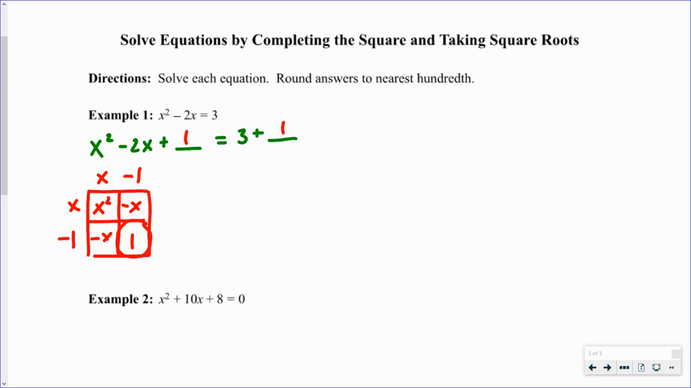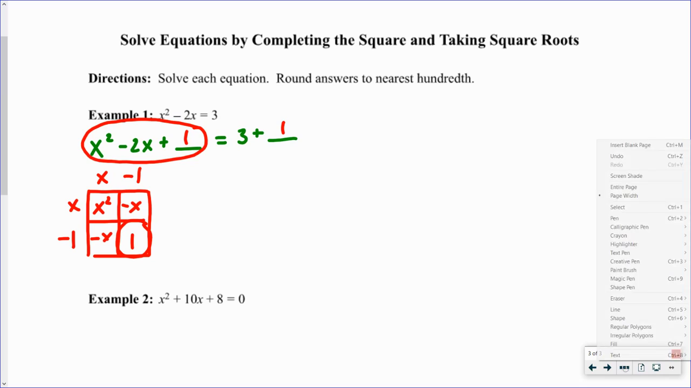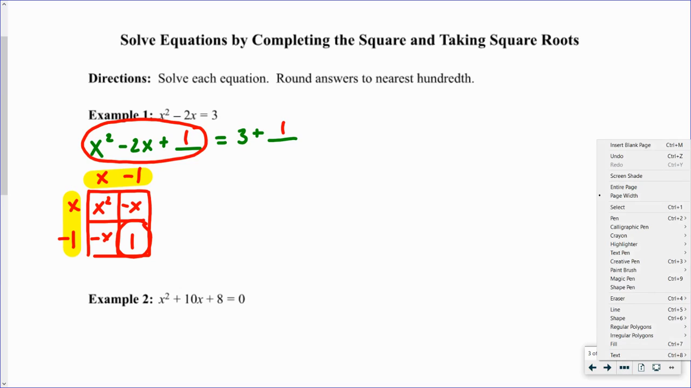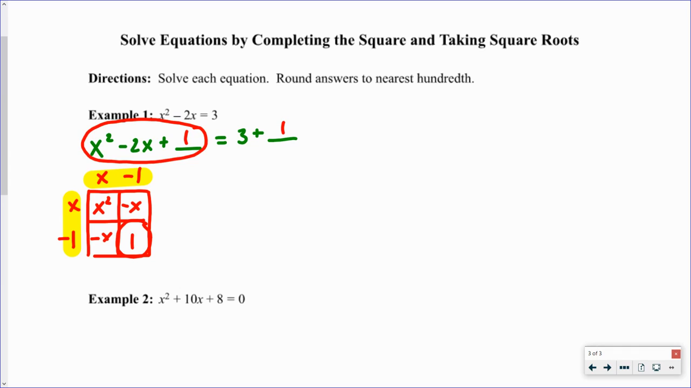to make this a perfect square. Now, the nice thing about using the area model is that our perfect square is already factored for us. Let me highlight the factors. If you look, we have an x minus 1 and an x minus 1. So that quadratic trinomial on the left-hand side, which is x squared minus 2x plus 1, factors to x minus 1 all squared. And that's going to equal 3 plus 1, which is 4.